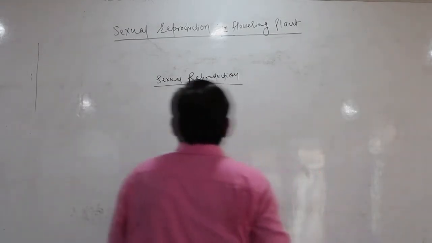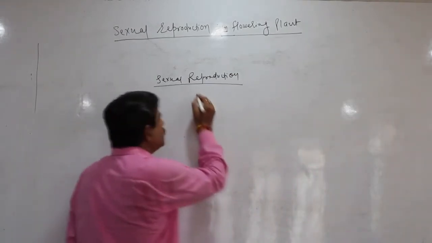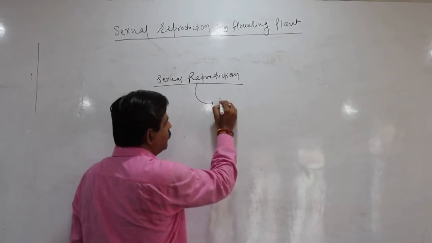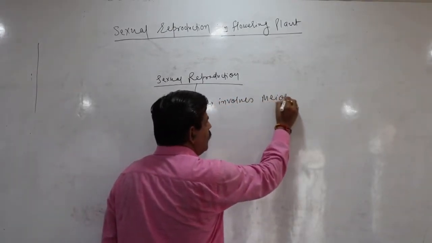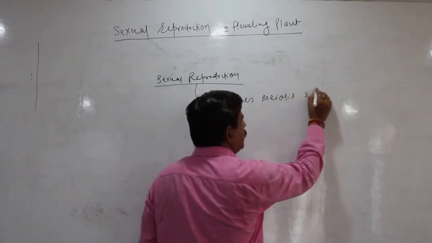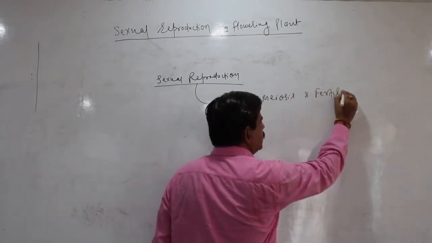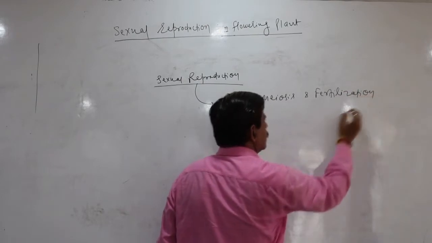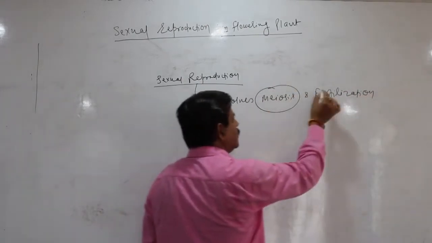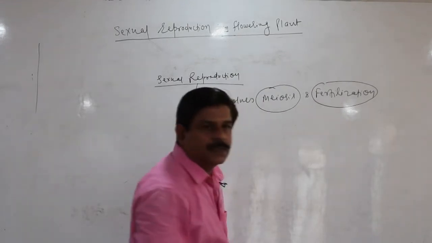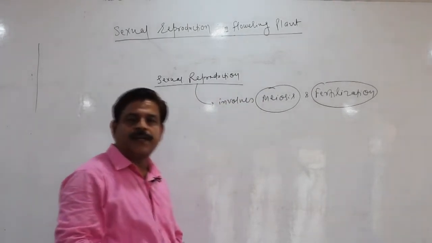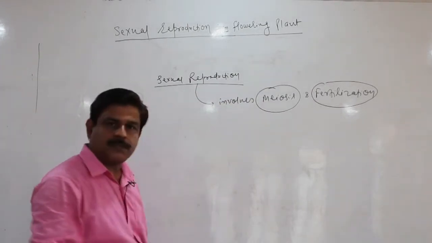Sexual reproduction is the reproduction which involves meiosis and fertilization. These two terms, that is meiosis and fertilization, are the criteria for deciding sexual reproduction.